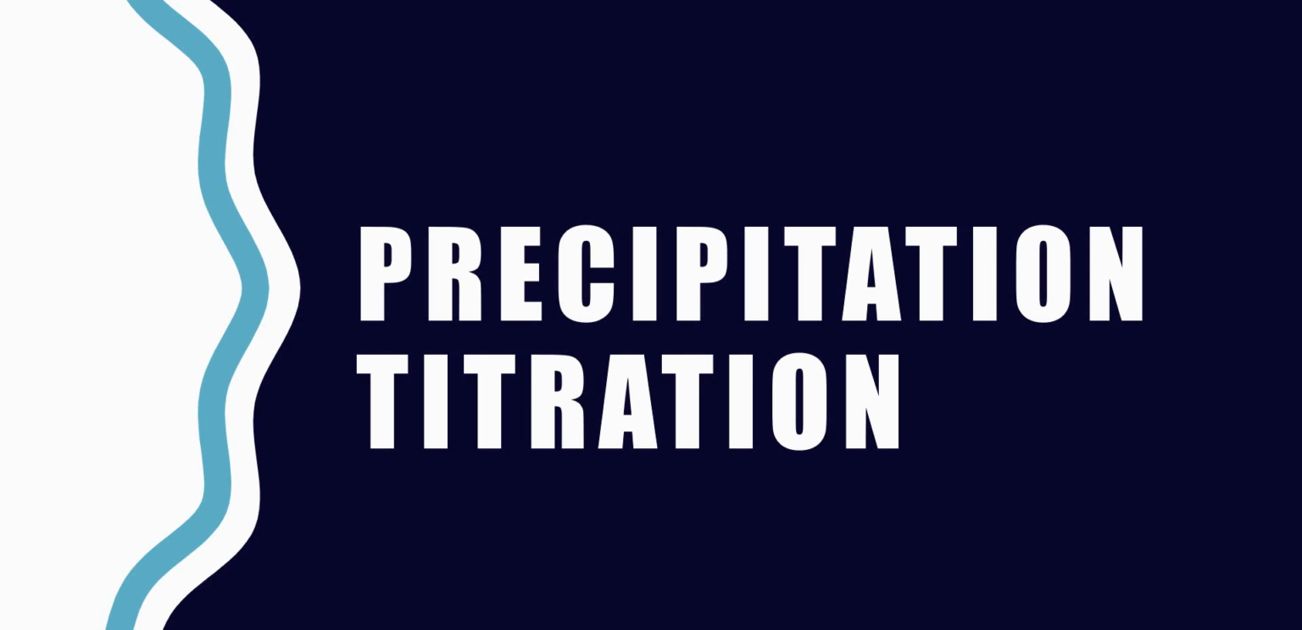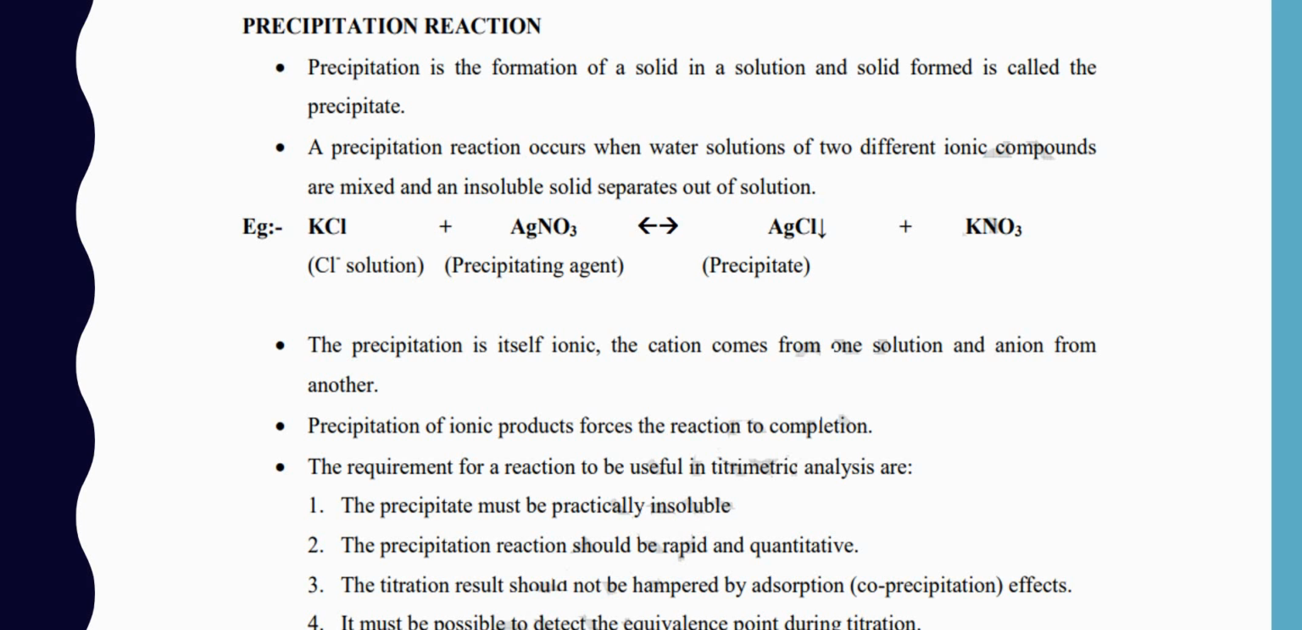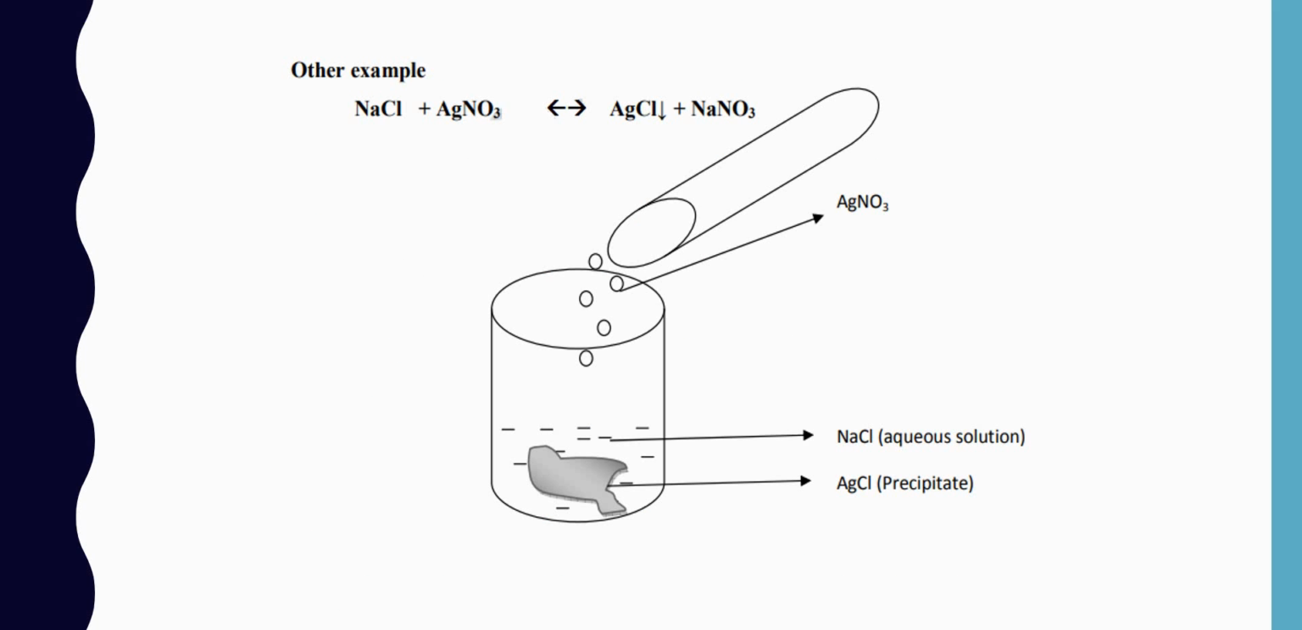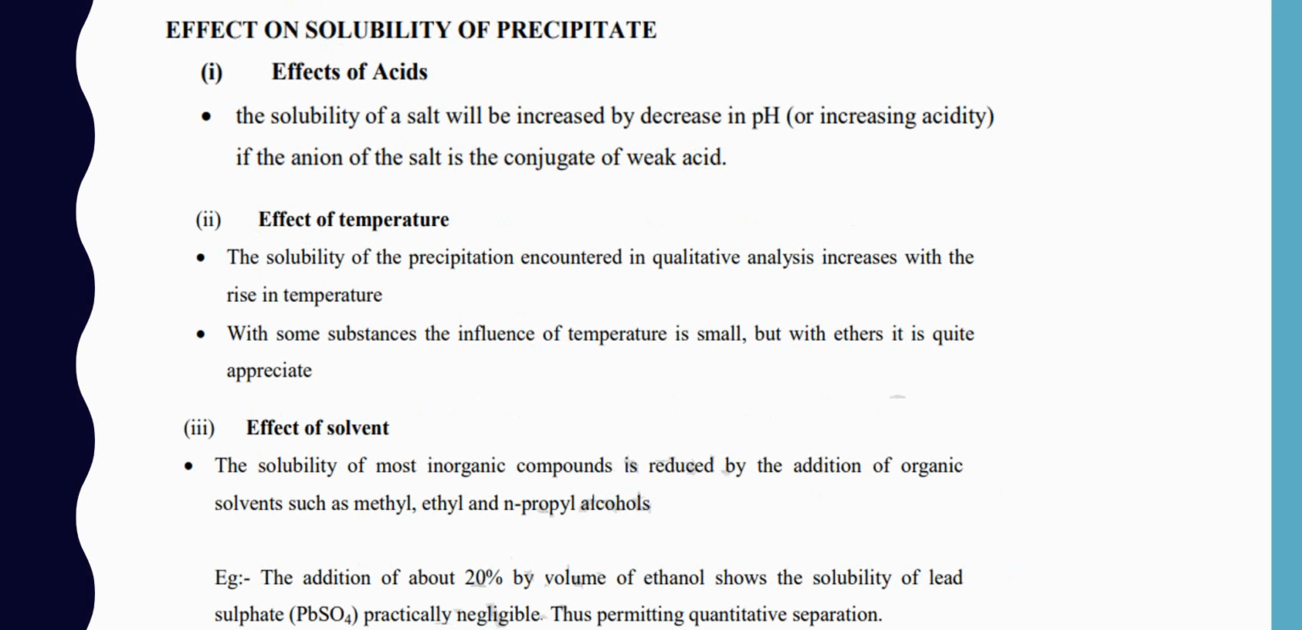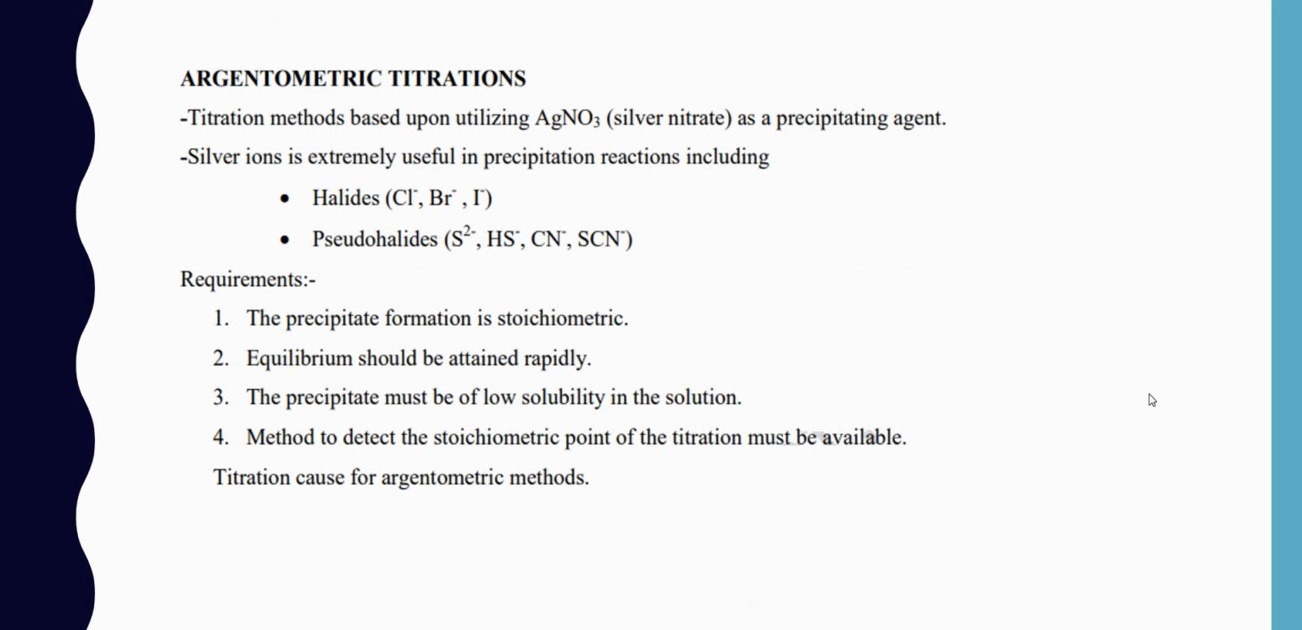Then we studied in the last lecture precipitation titration. In precipitation titration, precipitate formation is considered as the end point of the reaction. So this is the basic fundamental behind precipitation reactions or precipitation titrations. Then we studied different fundamentals behind precipitation titration, and the effect of solubility of precipitate, under different conditions like acid, temperature, and solvent, how the solubility of precipitate changes, that we studied.